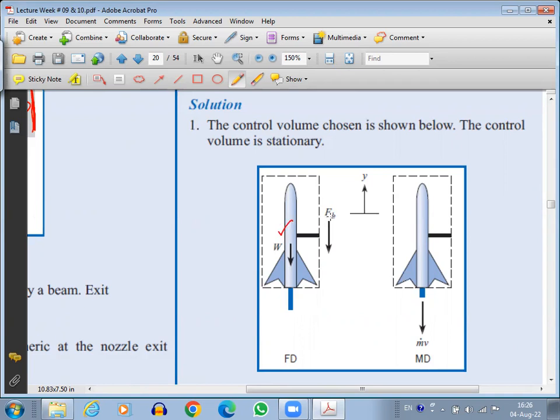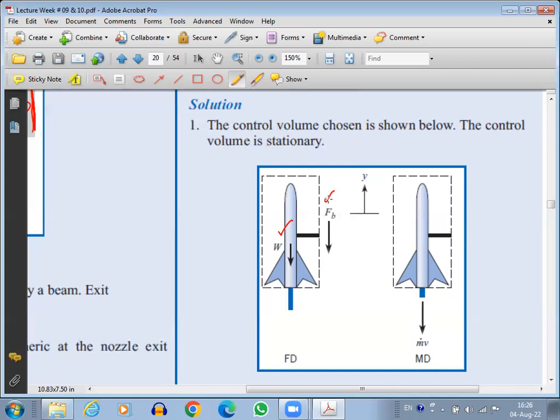Then we will have the force on the beam, and the force of the beam will also be in the downward direction, because the rocket will be trying to move up, so the beam has to apply force to hold it down. Okay, so that will be in the downward direction. So these are the two forces. That's it. You don't have any other force here.